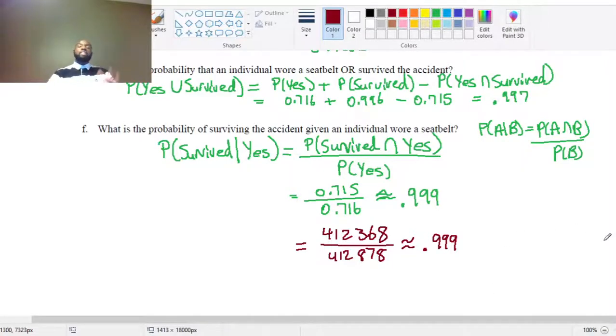And so this is using probability rules, or probability, in order to help us calculate probabilities.